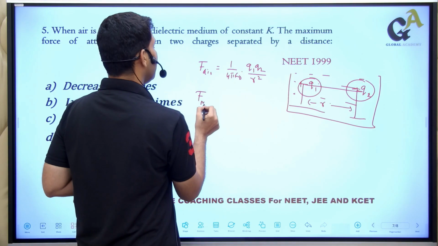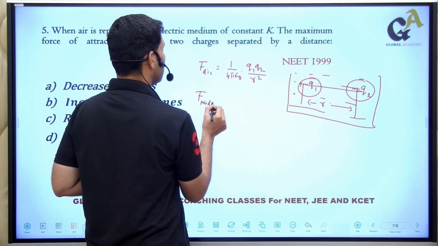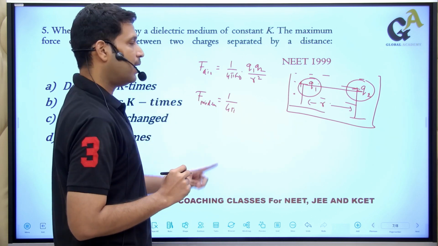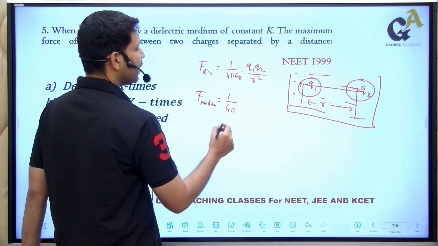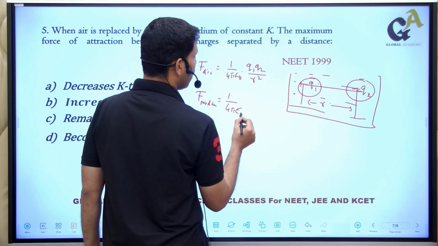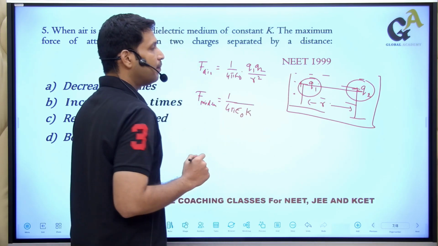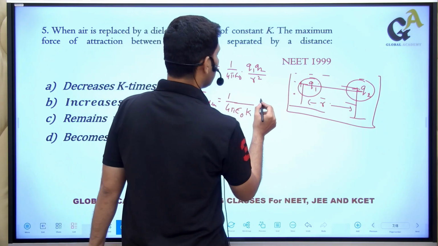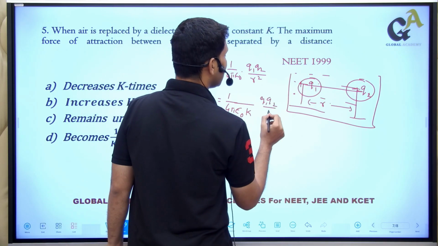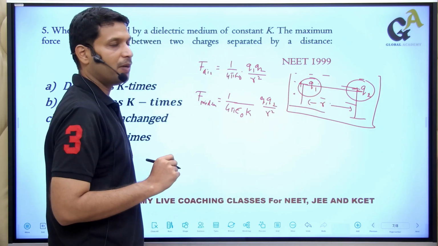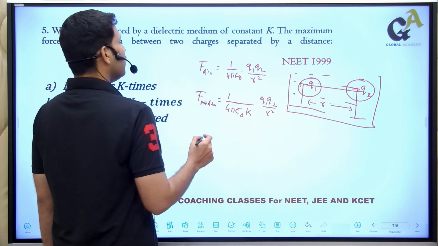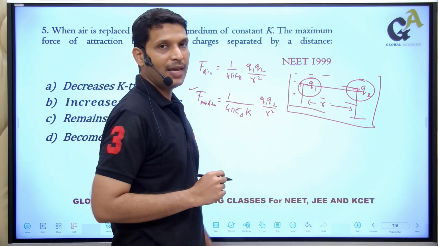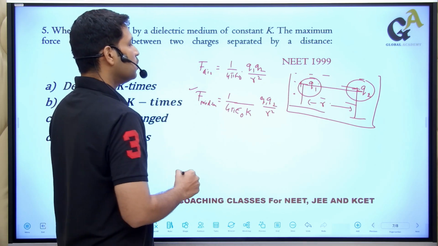The force in the medium is equal to 1 divided by 4 pi. When we write it in the medium, the formula becomes epsilon naught into k, where k is the dielectric constant of the medium. We have to multiply it to epsilon naught. Then q1, q2, because the charges are the same and the distance of separation between them is also the same. Now we have to find the force in the medium compared to the air, how much it is reduced.